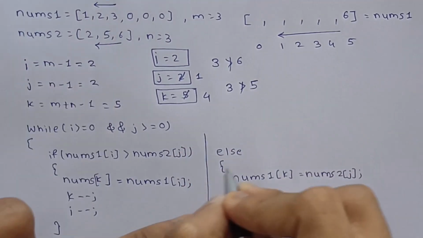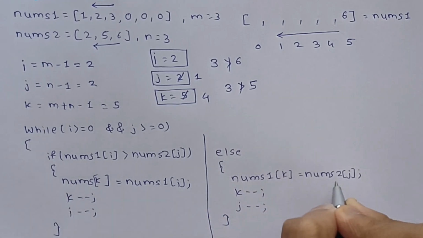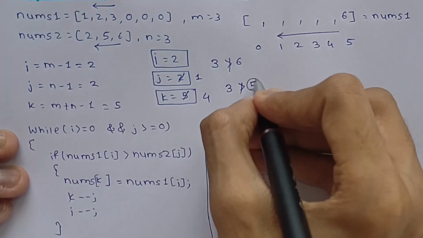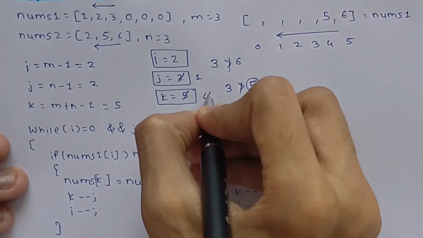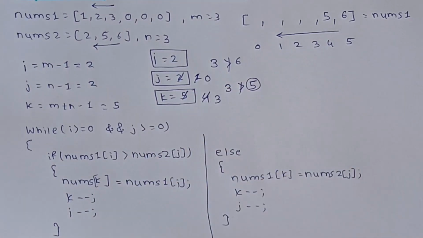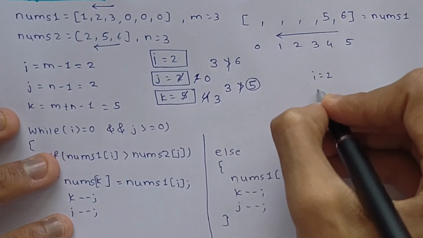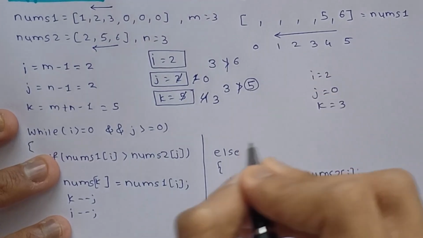So what we will do, again we will come in the else condition, and at the kth position we will put that nums2 of jth element, means 5 element, okay. So I will put here 5. Now again k will be decremented to 3, okay, and j will be decremented to 0, okay. Now i is equal to 2, j is equal to 0 and k is equal to 3. These are the 3 new values, okay.